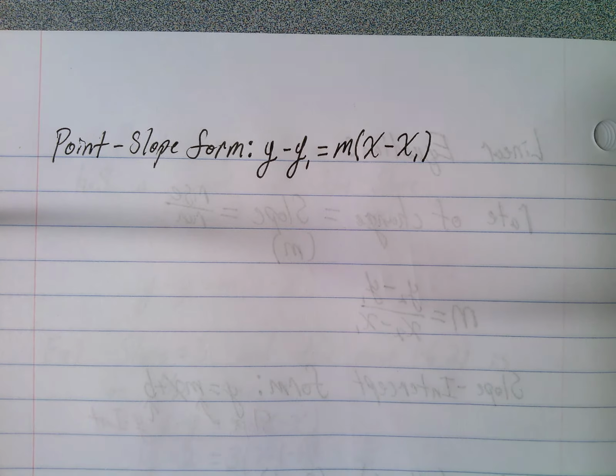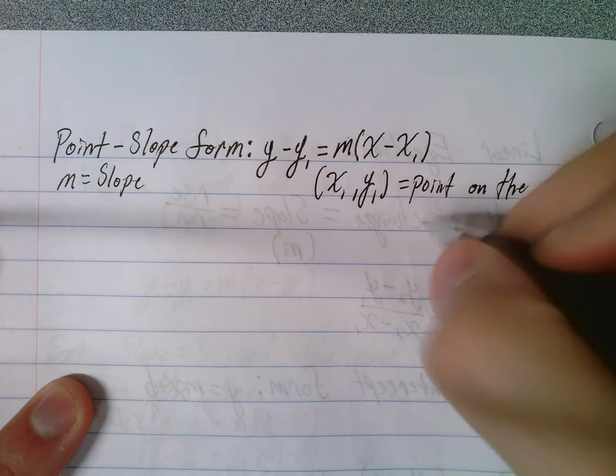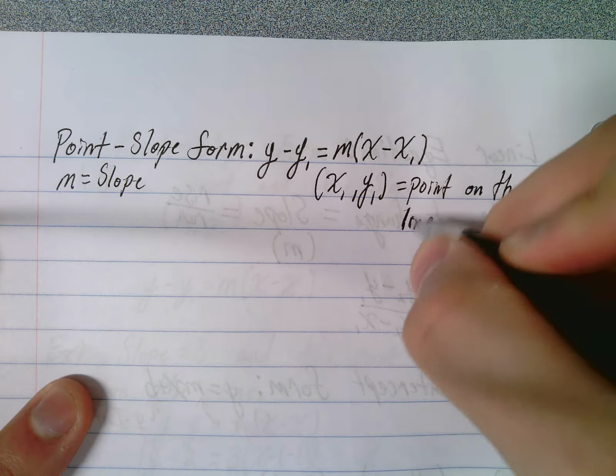M is what? And x1 and y1, where did those come from? That's just a point, right? Okay, so we are given m as our slope. And then x1, comma, y1 is a point on the line. A point on the line.